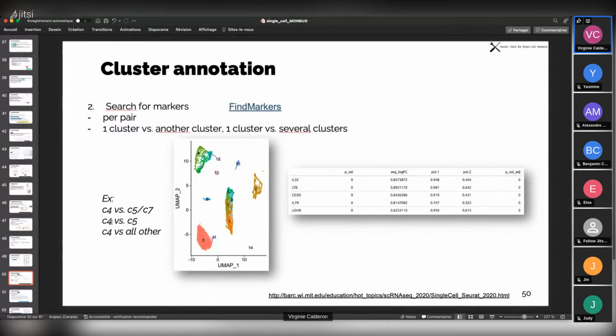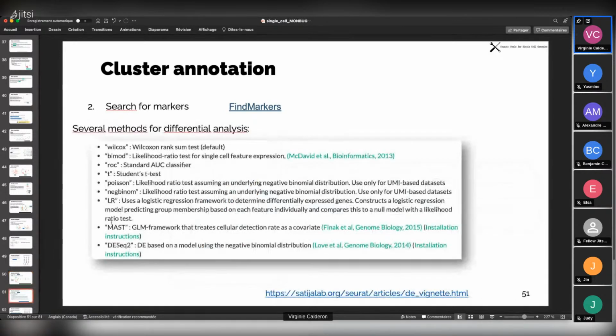So it's like in DESeq after an RNA-seq experiment, you have the adjusted p-value. You can filter on log fold change, on mean expression, here on the percentage. So it's basically the same. You have a list of genes, and you need to filter it to decide which are the markers.